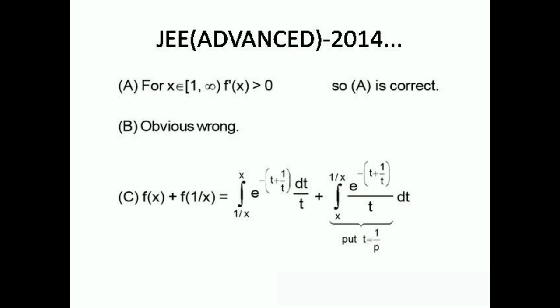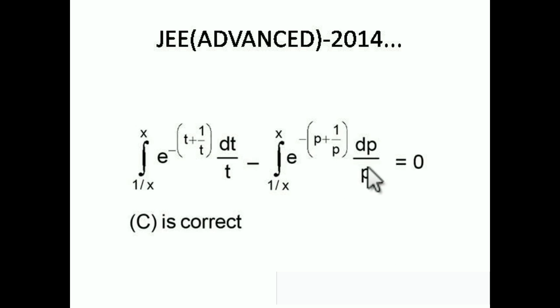Now this is in the form of dp as a variable, this is in the form of t as a variable. In integration, the variable can be changed if the value is the same. So p here can be written as t without wasting time. So here you can say this p is t because the value is the same, and these both get cancelled out, and we have 0 as the answer. So C is also a correct option.